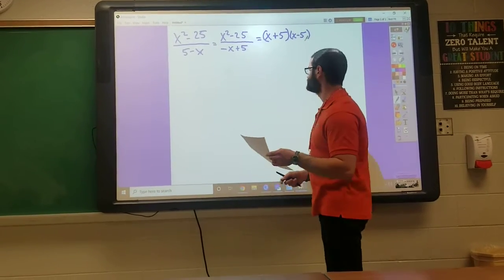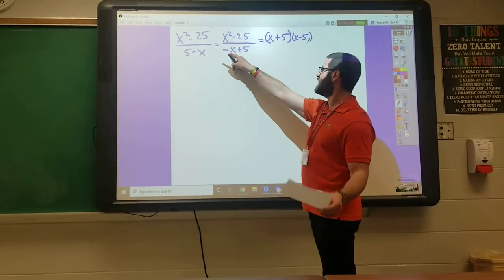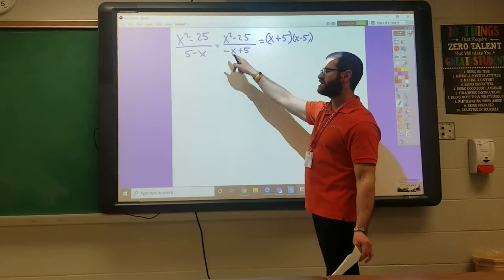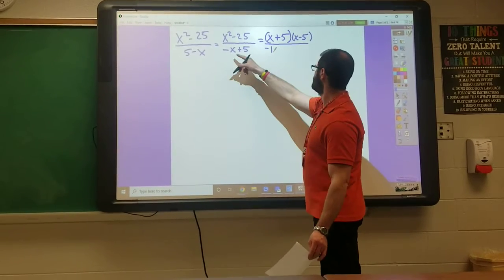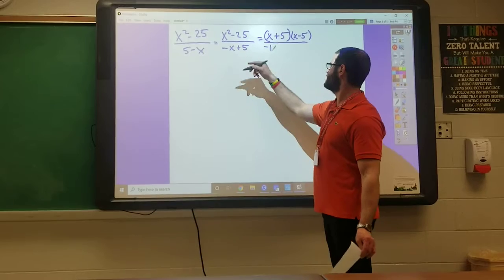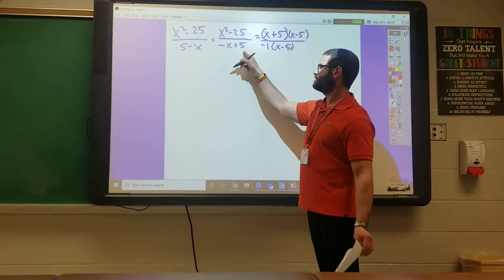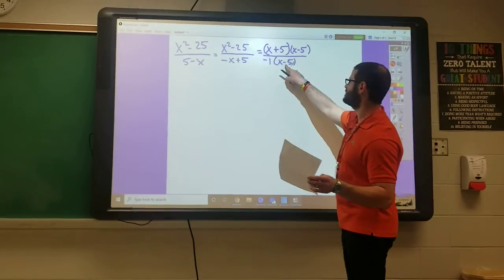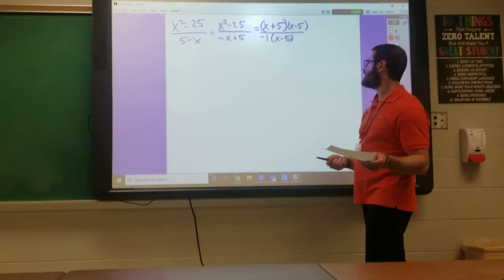That's 5. On the bottom, when I have a negative in front of the x here, I need to factor that out. So I would actually factor out a negative 1. And if I factor negative 1 out of negative x plus 5, I actually end up with x minus 5. So divide both those terms by negative 1, the signs change. So I'd have x minus 5.